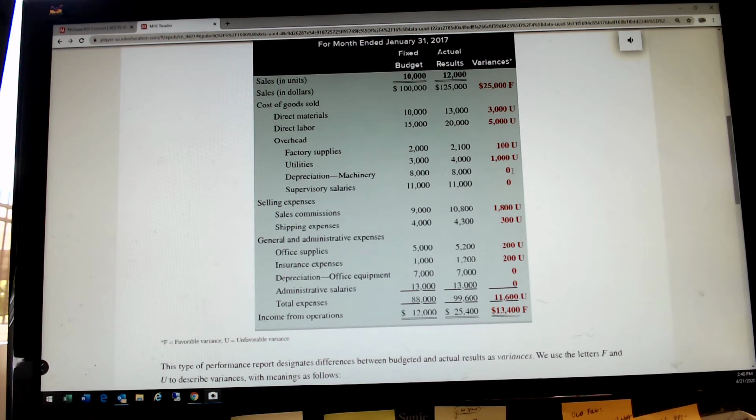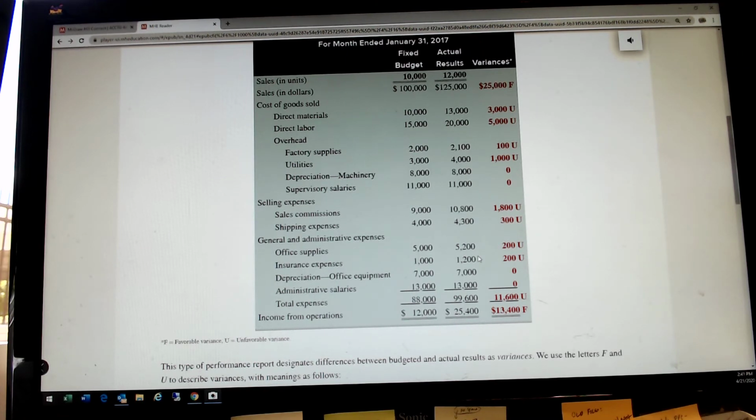We were right on budget on depreciation. Supervisor salaries, right on budget. Commissions were more than we budgeted. Shipping expenses were more than we budgeted. So who's the only hero in the factory right here? The only hero is the sales guy. The production guy, the guy who's making the stuff, is in trouble, way over budget. The guy responsible for the selling and administrative expenses is in trouble.